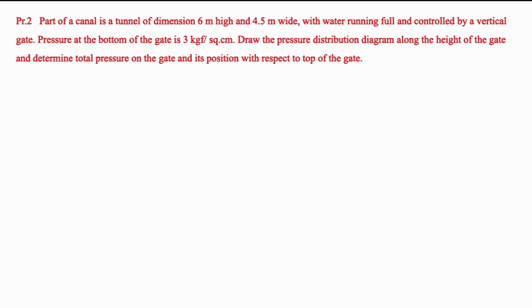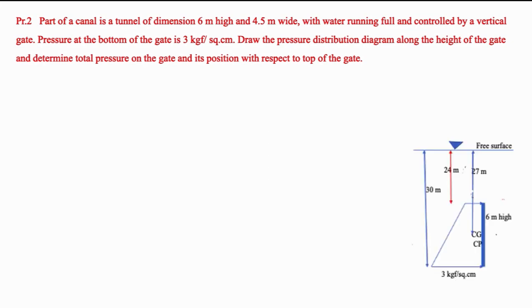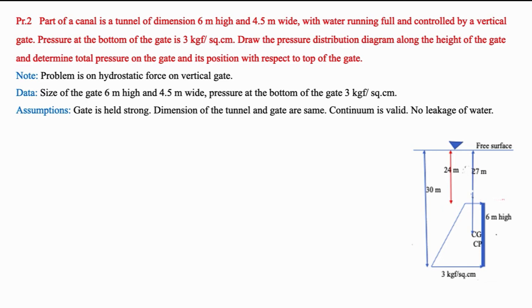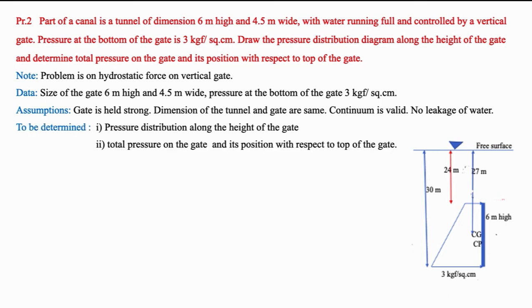First, let us convert the description into the drawing. Problem is on hydrostatic force. Size of the gate is 6 meters high by 4.5 meters wide. Pressure at the bottom of the gate is 3 kg force per square centimeter. The assumptions are gate is held strong, dimension of the tunnel and the gate are the same, continuum is valid, no leakage of water. To be determined are pressure distribution along the height of the gate, total pressure on the gate and location of center of pressure.